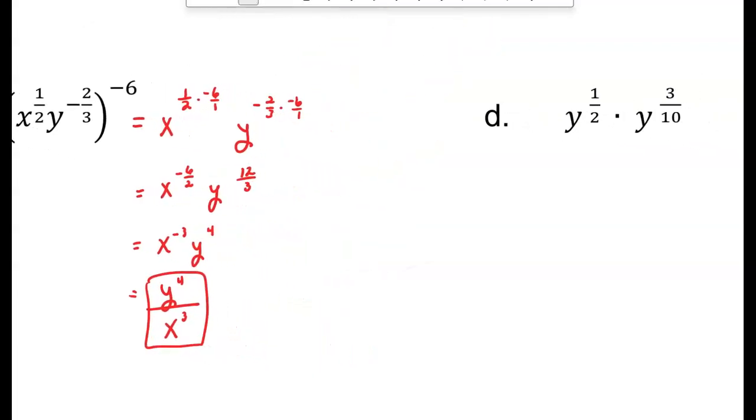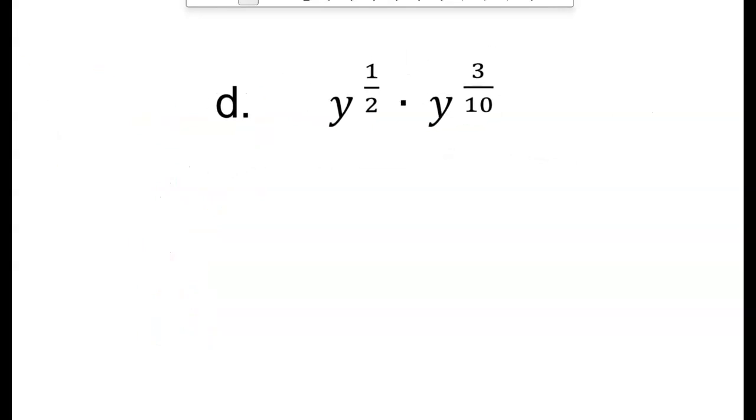You guys feel all right? Okay. Now, remember, do rules change just because we have nasty fractions? No. So guys, are we multiplying two things together that have the same base? They're both y. So what do you do with your exponents? Add them. So you get y to the 1/2 plus 3/10.